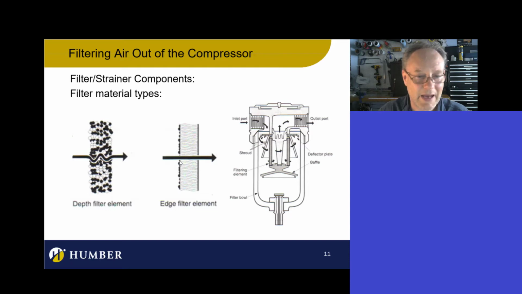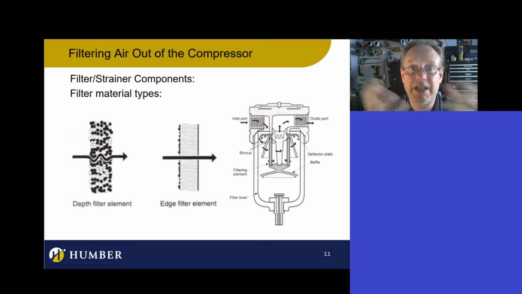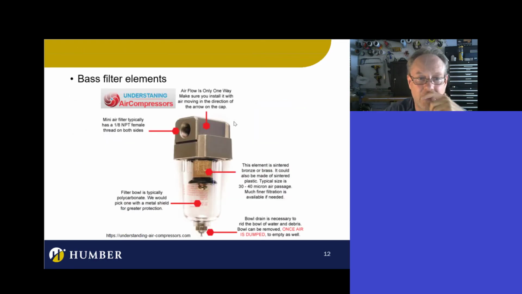We can also get an edge filter, and they're different kinds depending on which one you buy. I just need you to understand the fact that there's a filter in there. We're not going to get into more depth on what different kinds of filters do. Essentially, you can just order them depending on the size of particulates you want to filter. So that's going on. Now let's take a look at this.